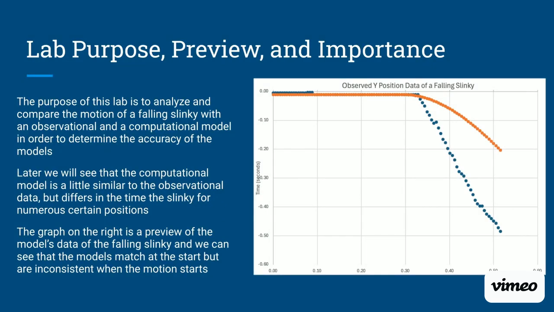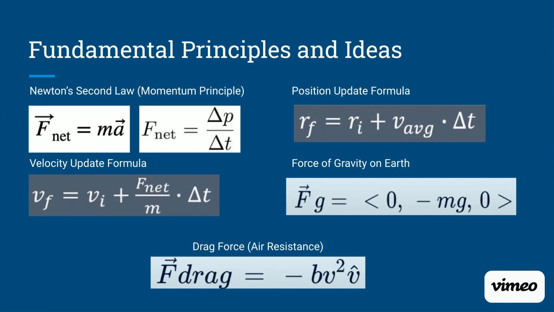Later in this presentation, we will see that both the computational model and the observational model provide similar data results at certain points, but tend to greatly differ at other points. For a preview of my lab, here's a graph that shows the predicted y position of the bottom of the slinky from the observational model and the computational model. We can clearly see that at the beginning, both models are very similar, but then they become more inconsistent when the motion starts. However, before we go over some lab specifics, I think it's important to understand some of the crucial physics principles and ideas utilized in this lab.